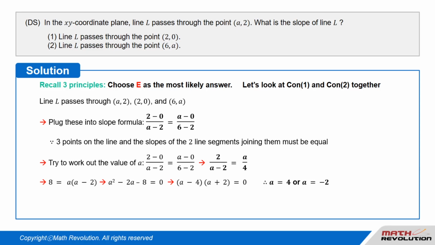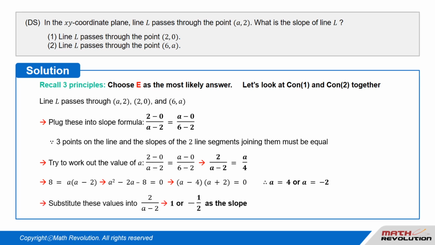Rearranging gives (2 minus 0) over (a minus 2) equal to (a minus 0) over (6 minus 2), which gives 2 over (a minus 2) equal to a over 4, which then gives 8 equal to a times (a minus 2), which means a squared minus 2a minus 8 equal to 0. That is, (a minus 4) times (a plus 2) equal to 0. This means that either a equals 4 or a equals negative 2.